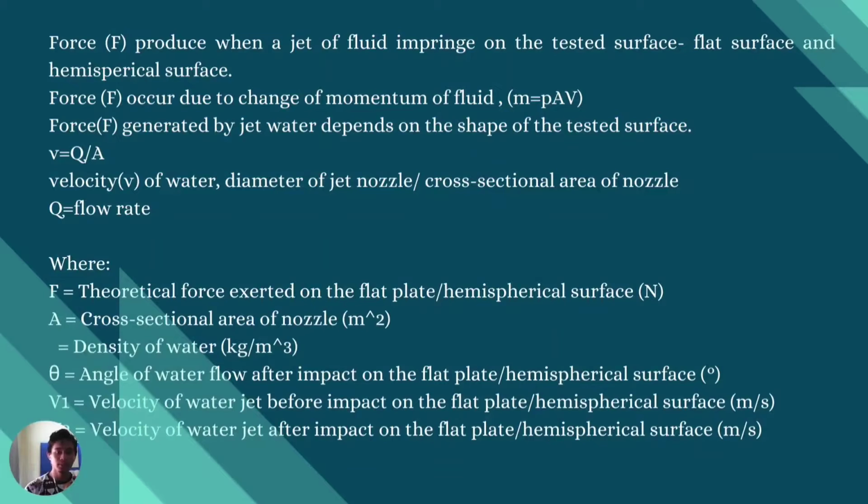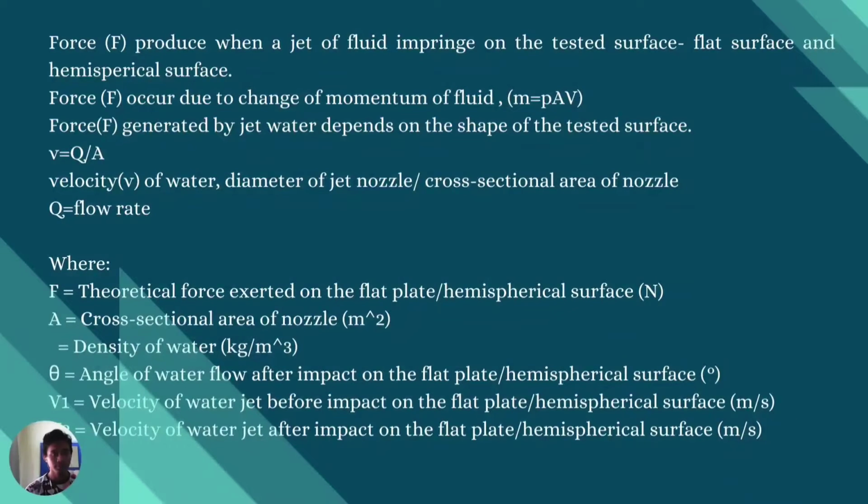By applying the energy equation between the nozzle axis point and the surface of the deflector, it shows that the magnitude of the flow velocity does not change as the water flows around the deflector or the surface. Next, for the equation, velocity is equal to flow rate, which is Q, divided by cross-sectional area of the nozzle.